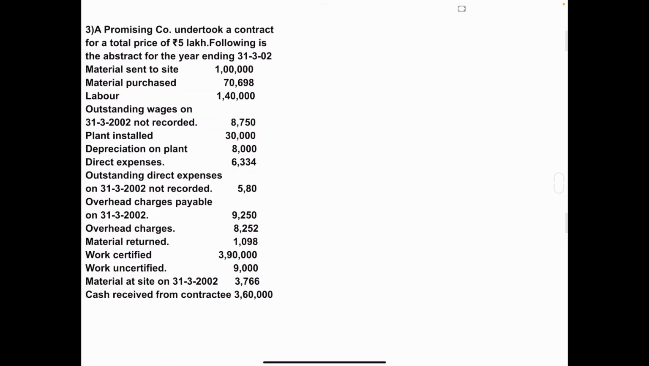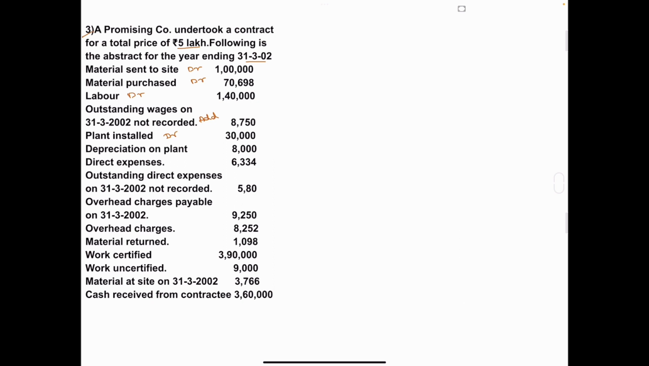Let's solve the problem number 3 on contract costing. A promising company undertook a contract for a total price of rupees 5 lakh. Following is the abstract from the year ending 31st March 2002. Material to site, it is to be debited. Material purchased, debited. Labor, debit. Outstanding wages on 31st March not recorded, it is to be added to labor amount. Plant installed, debit side.